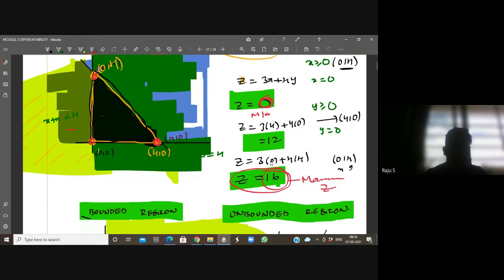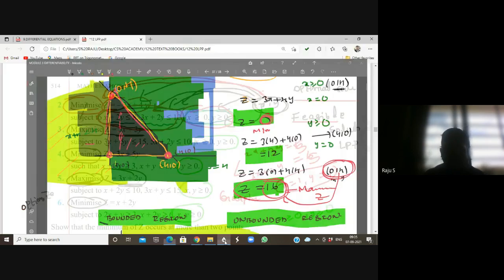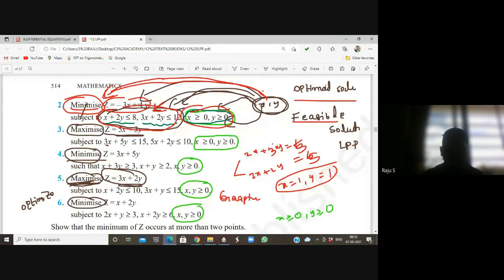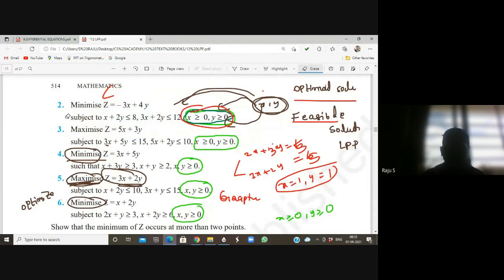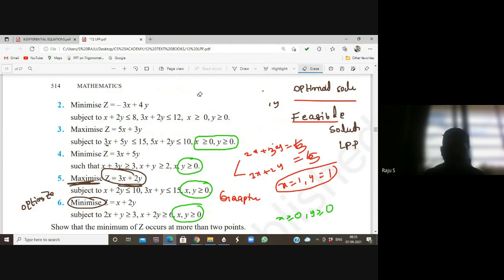In the graphical method, we have to draw the graph of the corresponding constraints and non-negative restrictions. This is the constraints, this is the non-negative restriction. Here, at the point 0, 4, we got the maximum value. This point is called the fundamental extreme point. I'll write all that properly. No problem. So let us do the second one by writing all the steps.